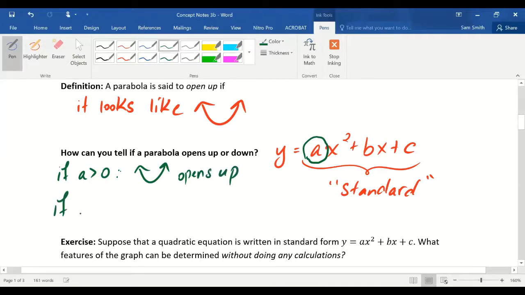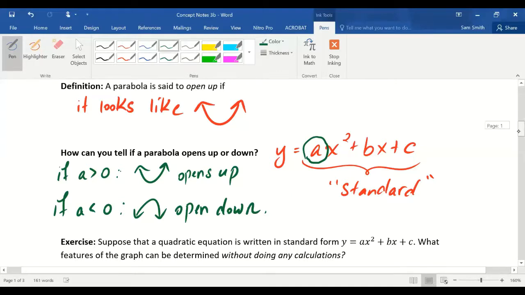But if a is negative and your quadratic has a negative outlook on life, the parabola will have a frowny face shape and will open down. So that's it. If you want to know whether a parabola opens upward or downward, all you have to do is check if a is positive or negative.